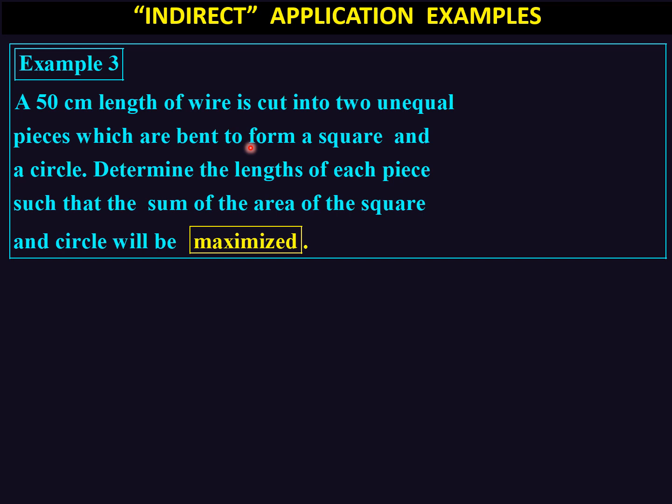Now what must be done with those two pieces? The first one is bent in the form of a square, and the other length is bent in the form of a circle, right? So after cutting them, we bend one to form a square, and the other one becomes a circle. Now, determine the length of each piece such that the sum of the area of the square and the circle will be maximized. So we want to optimize the sum of the two areas. So that area plus that area, we want to optimize it.